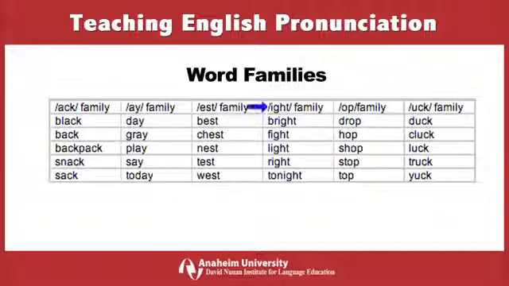Next we have the letters I-G-H-T, which is pronounced ite, as in the words bright, fight, light, right and tonight. Next we have O-P, pronounced op, as in the words drop, hop, shop, stop and top. And finally we have the family with U-C-K, pronounced uck, as in the words duck, cluck, luck, truck and yuck.